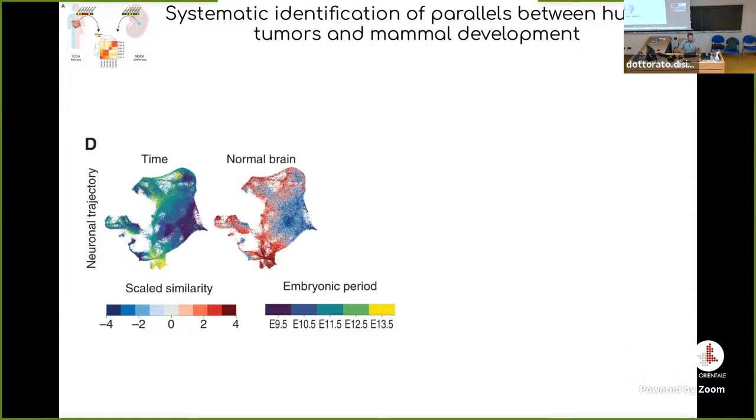In fact, and this is actually what we expect, because we expect that cells collected later on during the developmental process tend to be more similar to cells of the normal developed brain. Conversely, when we look at the example of glioblastoma, we see that this segregation between high similarities for more differentiated cells is actually way more loose.